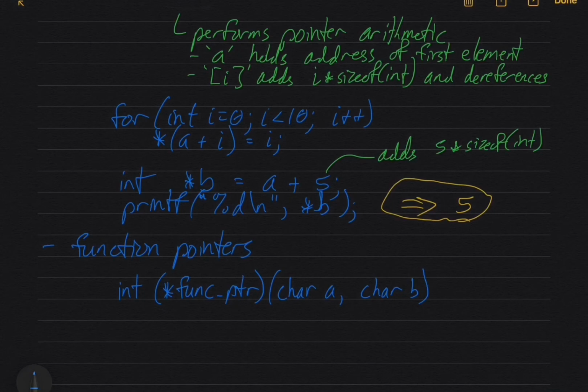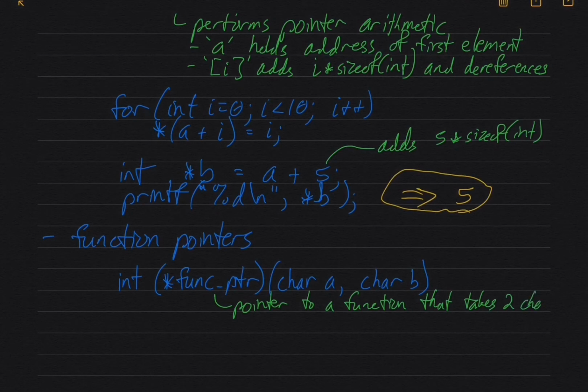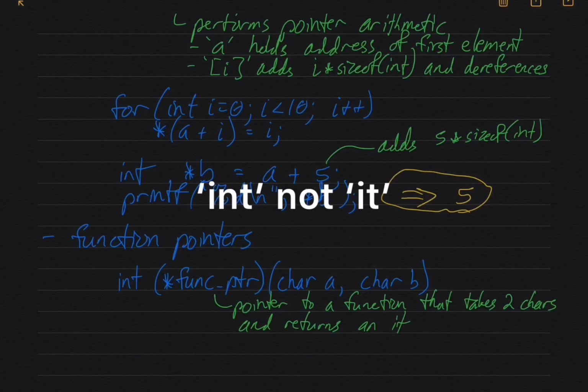And so what we got here is a pointer to a function that takes 2 chars as parameters and returns an int. And this is kind of weird, like why would you ever want to use that?